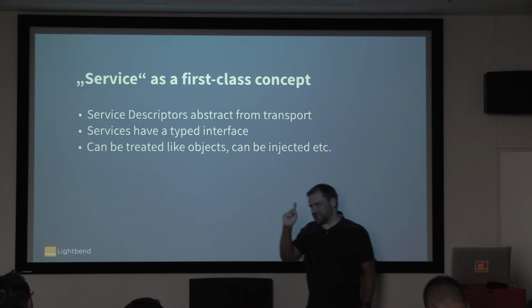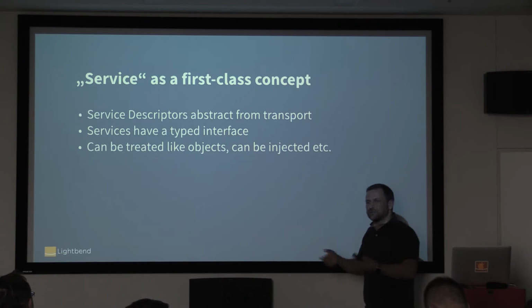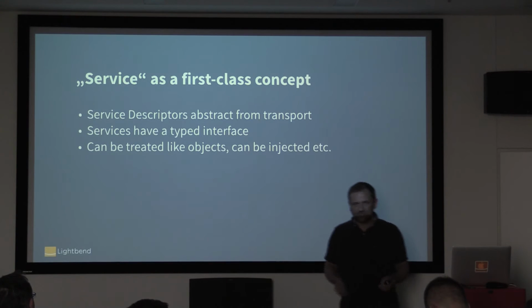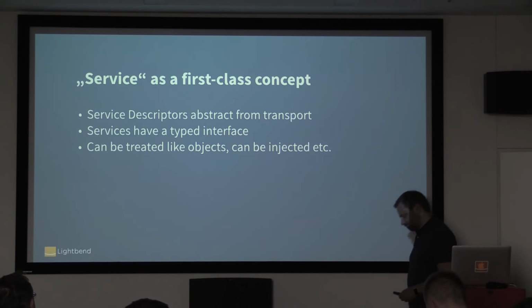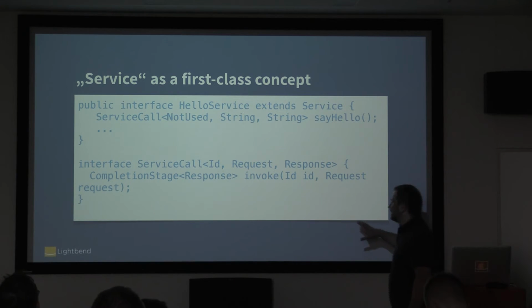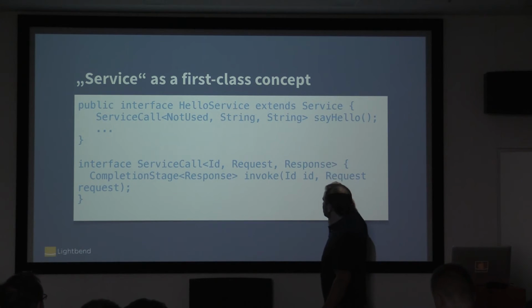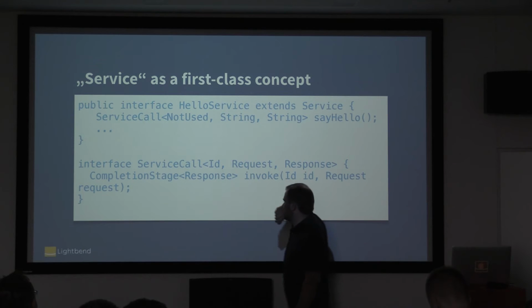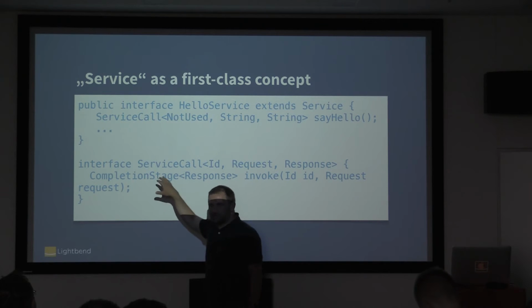Maybe to explain this, and this is another interesting thing about Lagom, again about the abstractions: Lagom introduces the service as a concept. It says, okay, this is a service definition, and you can inject this and then use it like a class, or like an object. It also has a typed interface. So you define a service, and each service operation will return a service call. The service has a couple of service calls, and all these service calls are asynchronous. You never get back the result directly.